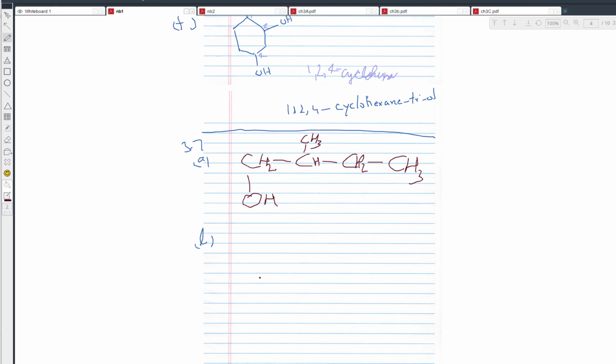All right, pentanol. So we have 3-pentanol. So 1, 2, 3. And then 3-methyl. And 2-bromo. And now just fill in the hydrogen and the lines.